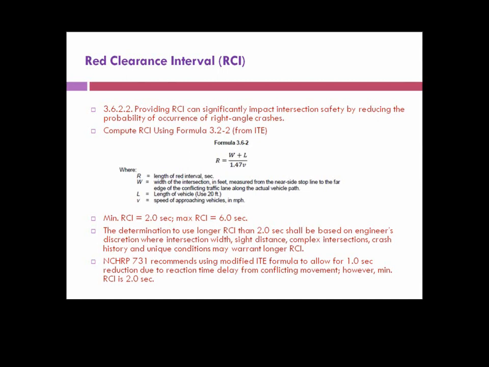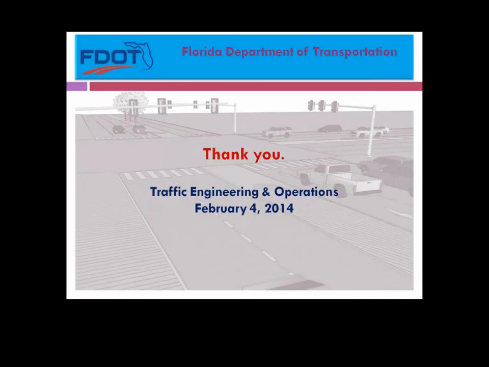The determination to use longer than 2 seconds for red clearance interval should be based on engineer's discretion, and of course that is going to depend on the width of the intersection, the side distance, the complexity of the intersection, the crash history at the location, and of course any other unique conditions that may exist at that location. That is really it for the yellow change and red clearance intervals. It is a pretty straightforward section, but once you start applying, there'll always be questions that would come up.